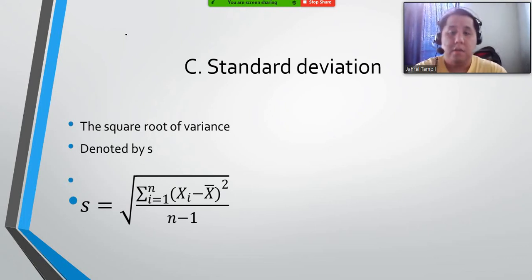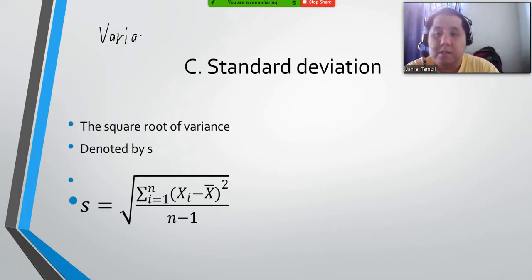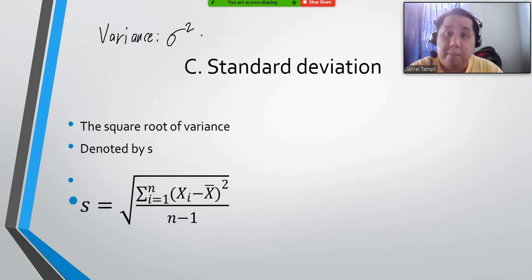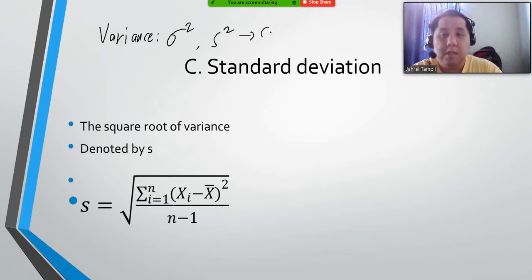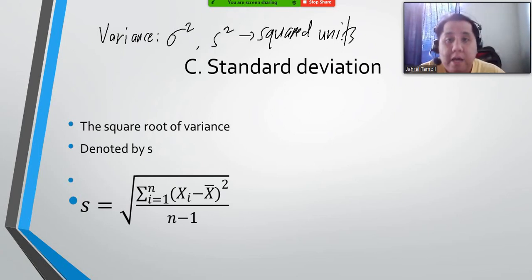Variance, symbolized by sigma squared if it's population, or S squared if it's sample, cannot be an appropriate partner for the mean because this is in squared units. Therefore, to have an appropriate partner for the mean, let us take the square root of the variance, and that will give us the standard deviation.